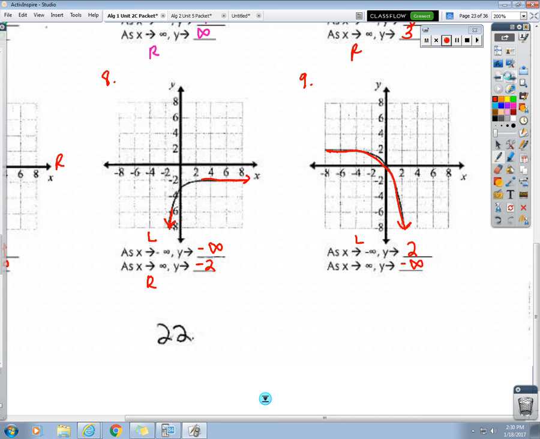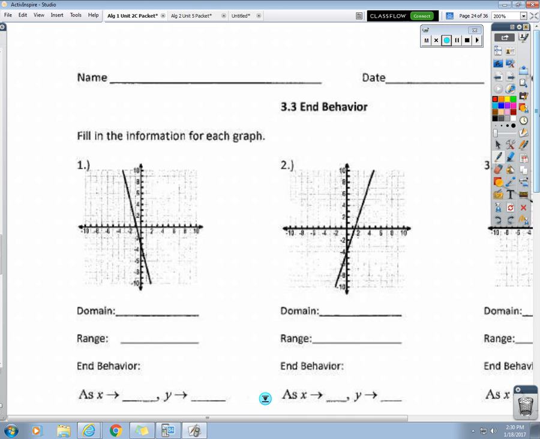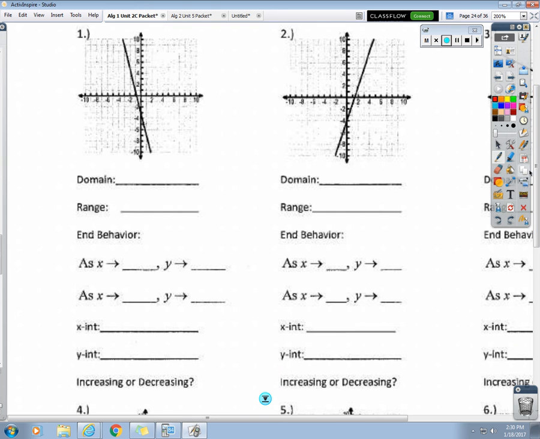Okay, now we're going to put it all together, everything we've learned. So, I'm going to go ahead and draw in my arrows for number 1. You don't have to, but you need to know that even though there aren't arrows, it continues forever in both directions. For the domain, we're looking at how far left this graph goes and how far right it goes. How far left will this graph go?